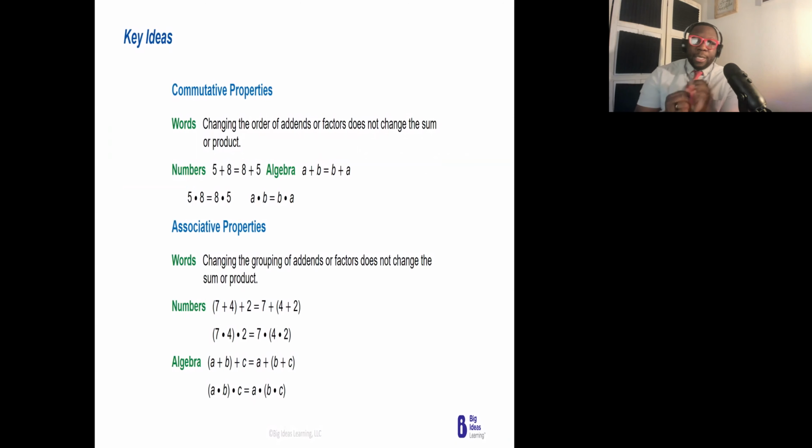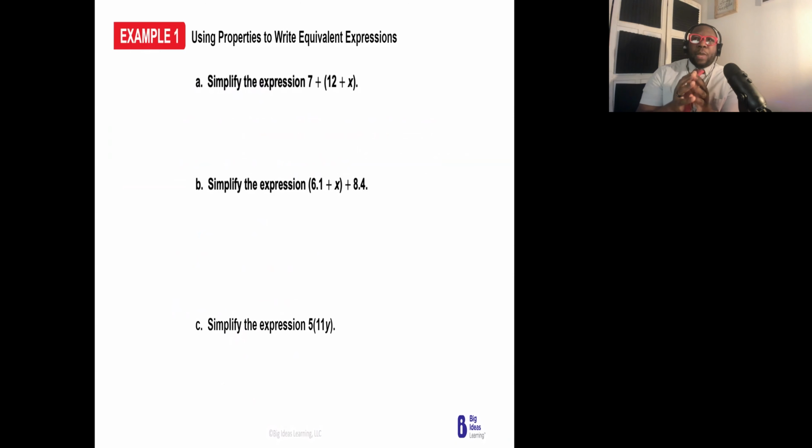Here's an example. Example number 1. Use properties to write equivalent expressions. We see in example letter A that there are parentheses. Remembering our order of operations, whatever is in parentheses is what we would do first. If we wanted to simplify this, are there any like terms between 12 and x? The answer is no. There are no like terms in the parentheses, so we're going to look to see what the like terms are. What is the same in this?